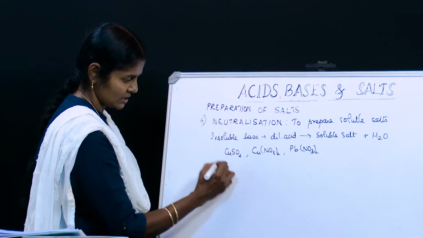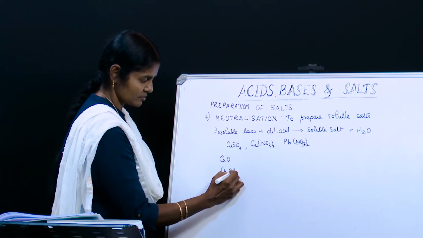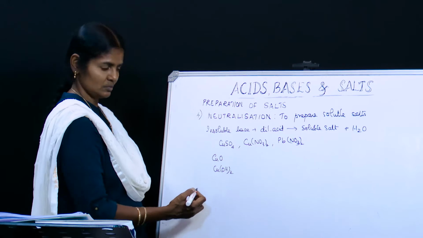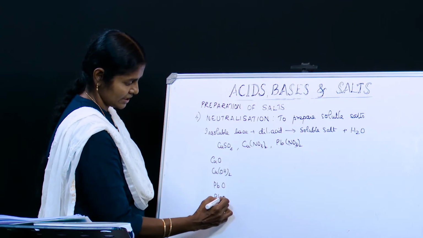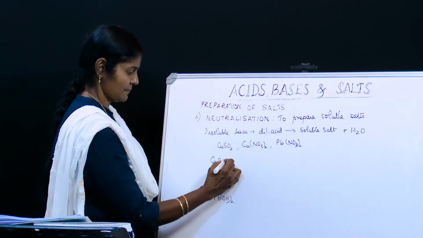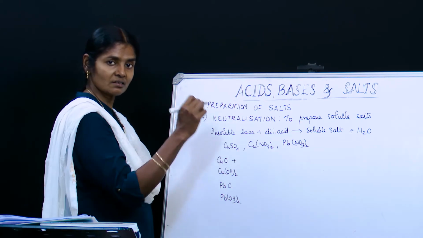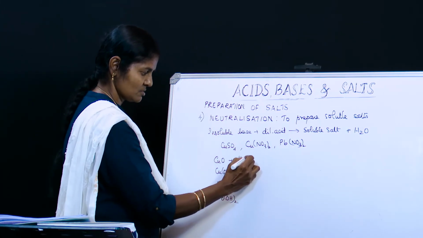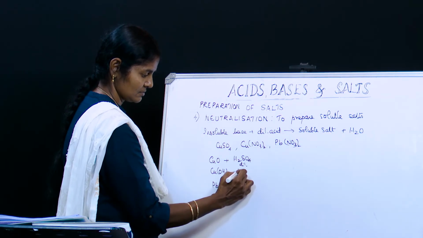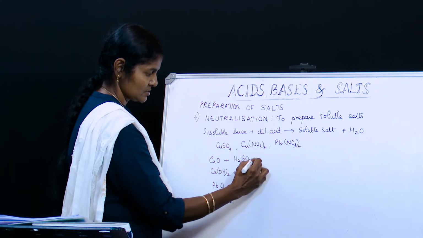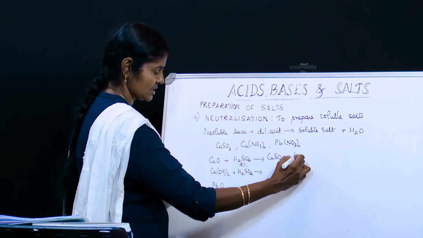We can prepare it with copper oxide or copper hydroxide. Both are insoluble. Similarly, lead oxide or lead hydroxide. Okay. Now if copper sulfate has to be prepared, the acid that we need would be dilute sulfuric acid. Okay, so it neutralizes to give you copper sulfate plus water.